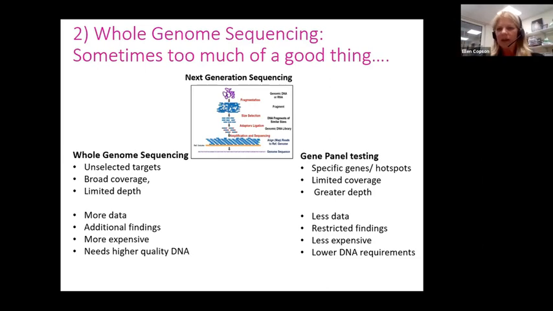I always think of it like icing a cake. If you've got a really big cake, you're going to end up with quite a thin layer of icing, whereas if you have lots of smaller cupcakes, you can pile the icing on quite thick. So you get much deeper coverage when you're looking at gene panel testing. And this is why sometimes you'll actually miss things with whole genome testing that gene panel testing has picked up.